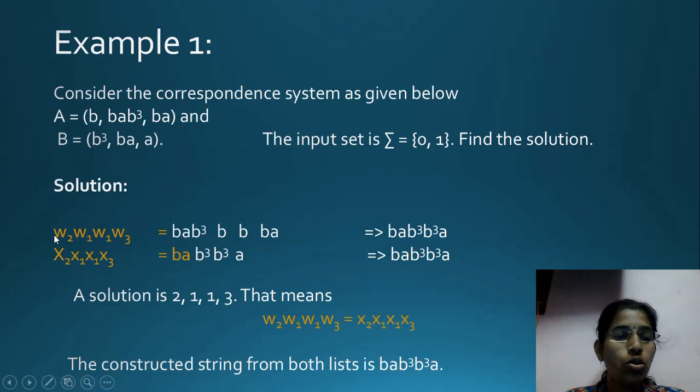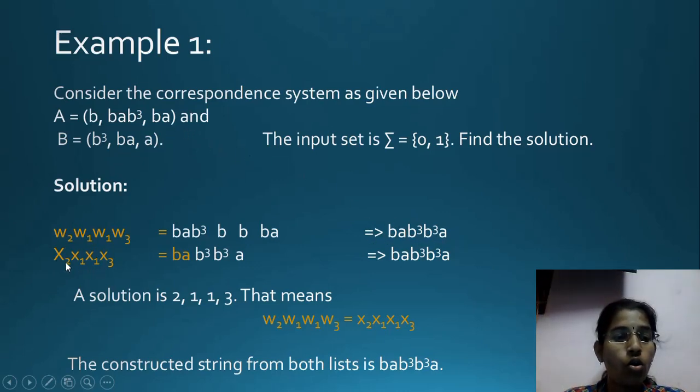Okay, so W2 means the second string, BAB cube. W1 means my first string, B. Again W1 is repeated, so again I write B. W3 is the same, BA. In the same order we write the input symbols. So finally, summarizing, BA, B cube, B cube, A. This is the string derived from list A.